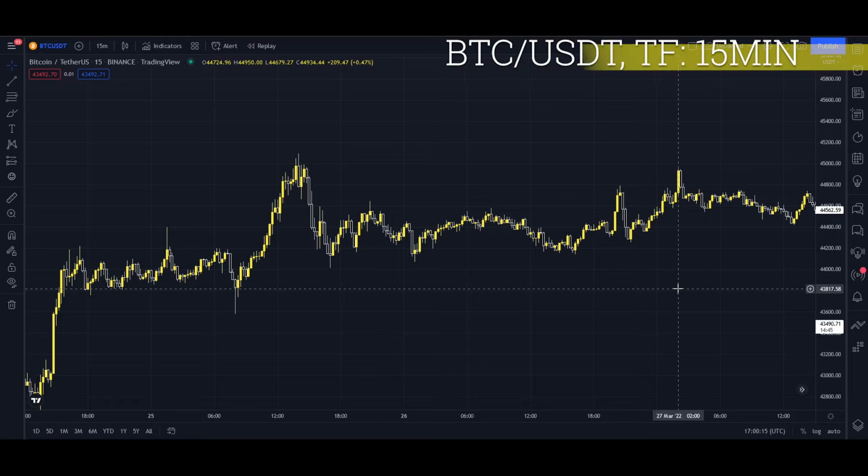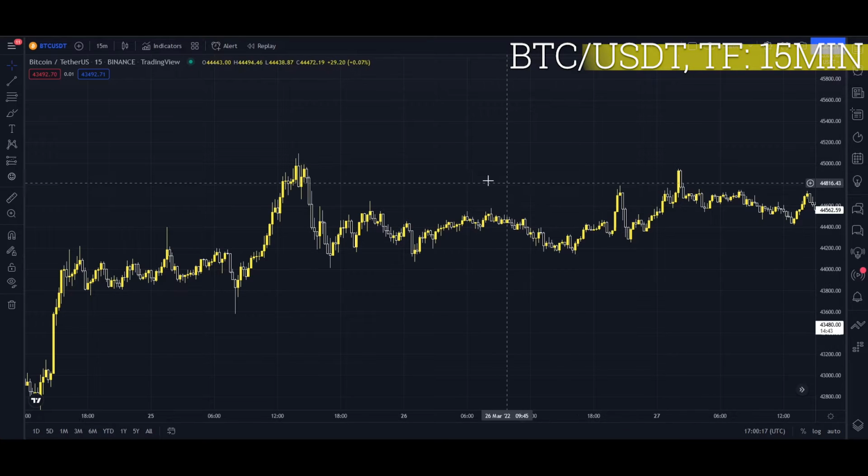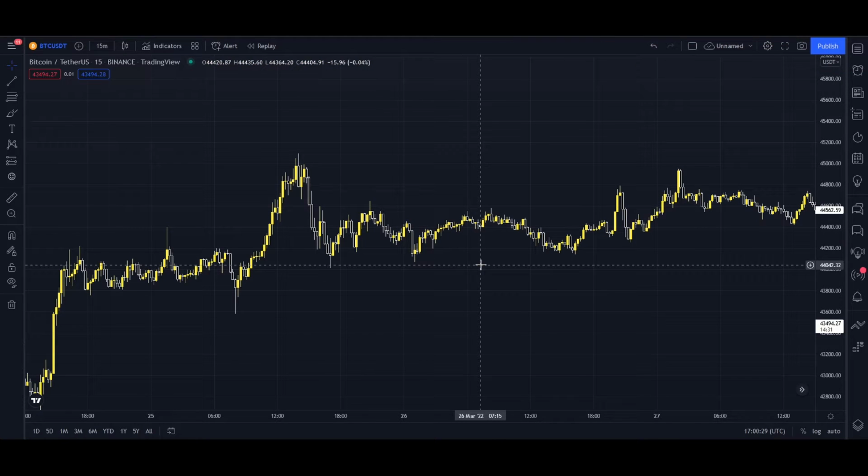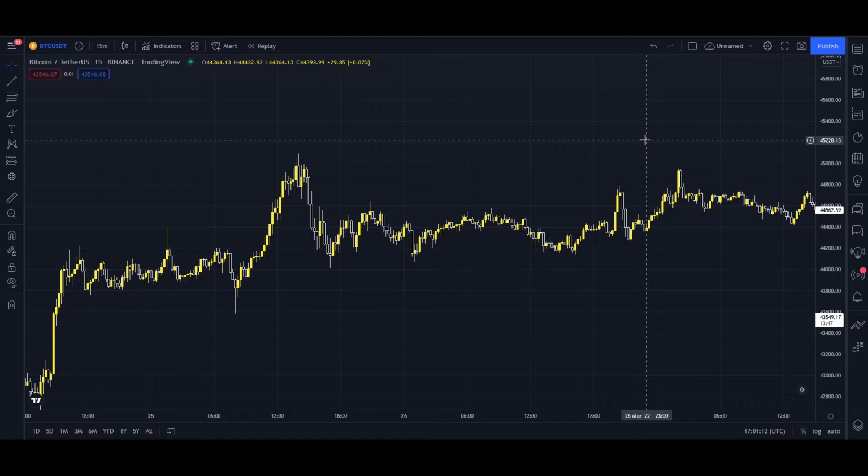Okay, we have BTC USDT on the 15 minutes time frame. Guys, choosing the asset and the time frame is totally up to you, but remember that the higher the time frame, the more accurate the analysis. Now, let me show you how to open a long position using the symmetrical triangle chart pattern.